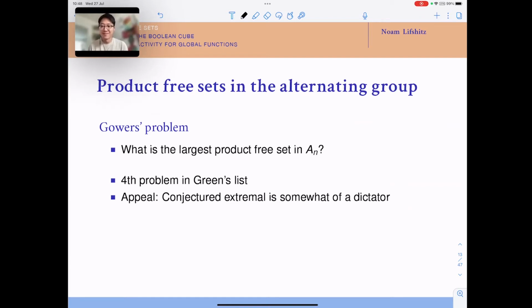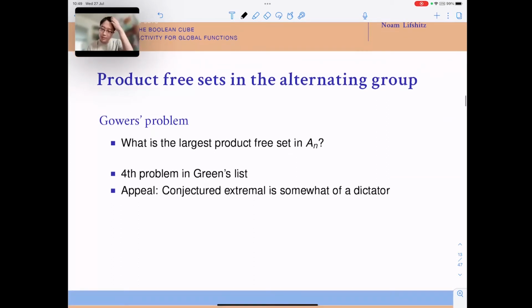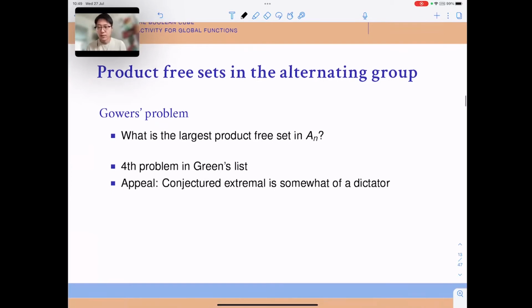And for us, the appeal is that the conjectured extremal set for this problem looks like a dictator. So even though it's a problem from group theory or from additive combinatorics, it's actually an Erdős-Corrado type problem because the extremal example looks like a dictator.